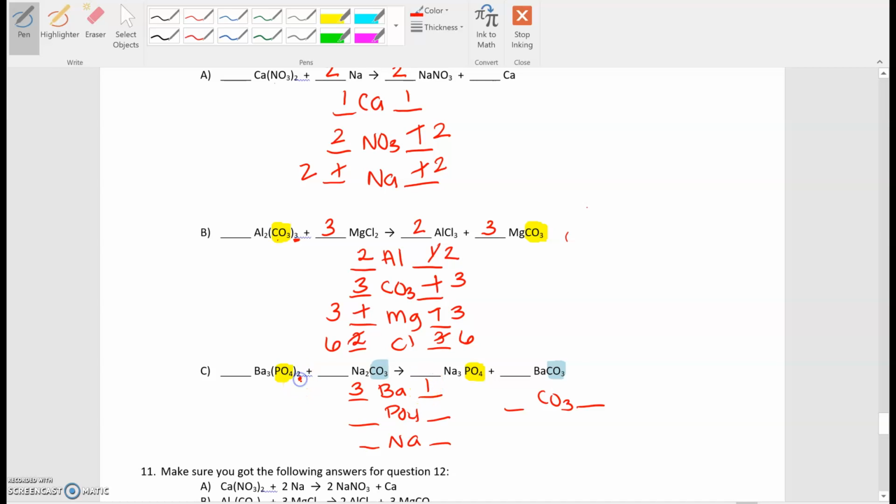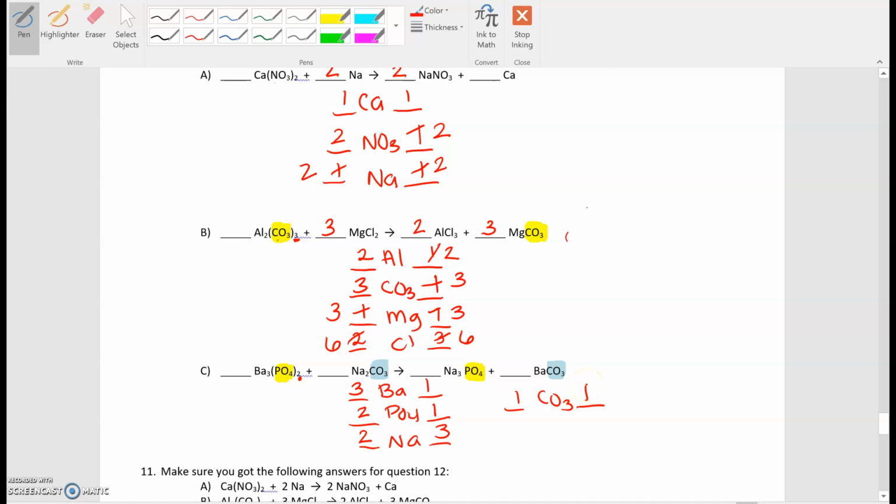I have 2 PO4s. Again, it's the number on the outside of the parentheses that tells you how many polyatomic ions you have. On the product side, I just have 1 PO4 since it's not in parentheses with the number on the outside. I have 2 sodiums on the reactant side, 3 on the product side, 1 carbonate, and 1 carbonate.